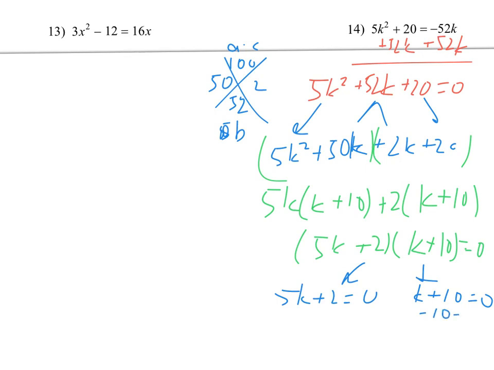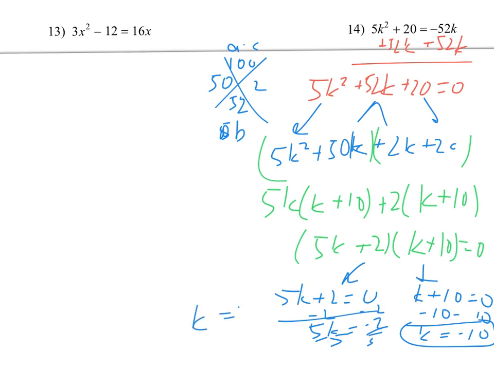Now this one's pretty easy. I'm just going to subtract 10 from each side, so k equals -10. And then subtract 2 from each side, so 5k equals -2. Divide by 5, and k equals -2 over 5.